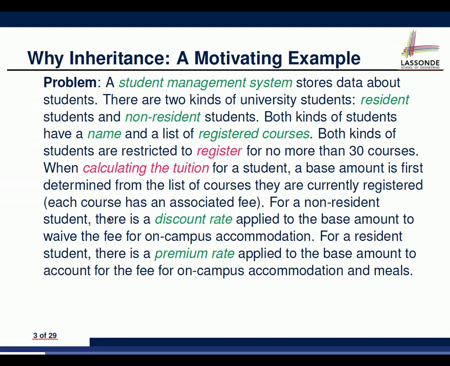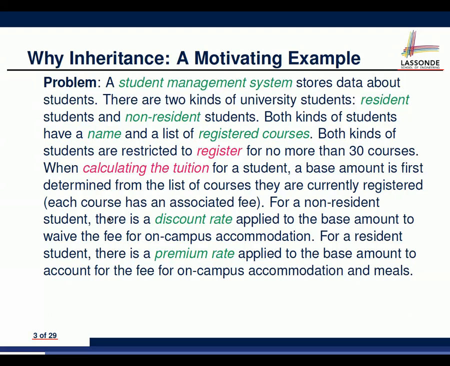Let's take another 30 seconds, and then we'll see how we can solve it without inheritance, in which case I will introduce something called the single choice principle. Okay, everybody okay? Basically we've got students, non-resident students, resident students, discount rate, and premium rate. We can register, and we can also calculate tuition, right? Exactly what I highlighted.